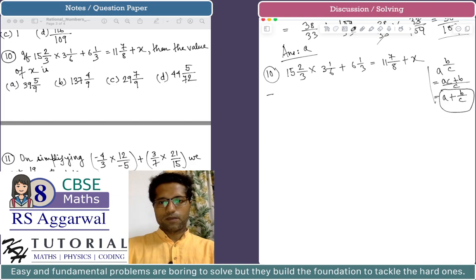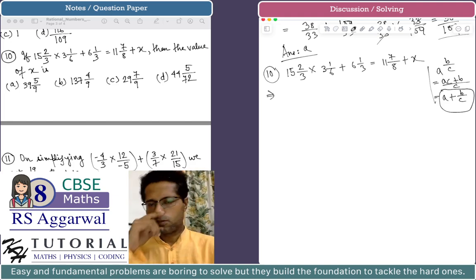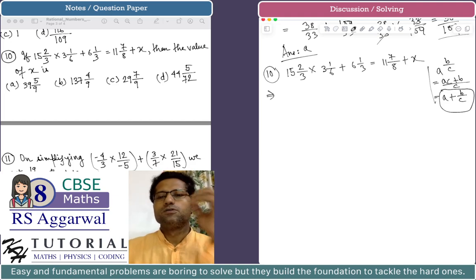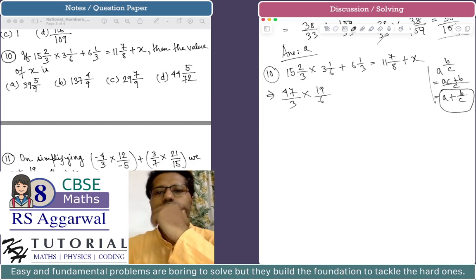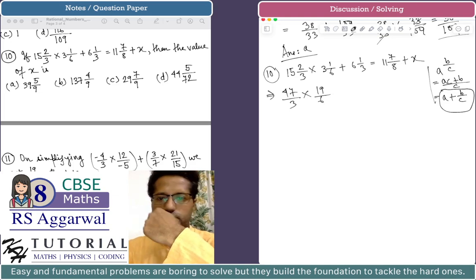But anyway, on the left hand side, the first term is a multiplication or product of two rational numbers. We have to do that anyway. So we have to convert the mixed fractions to improper fractions. So 15 and 2 by 3 is 47 by 3 multiplied by 3 and 1 by 6 is 19 by 6. So 47 by 3 multiplied by 19 by 6.